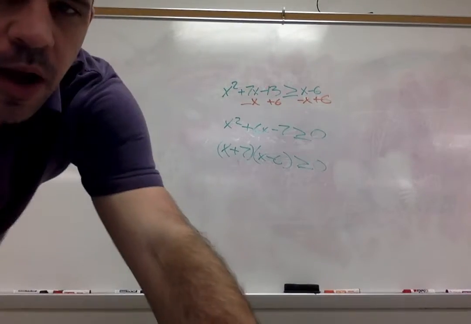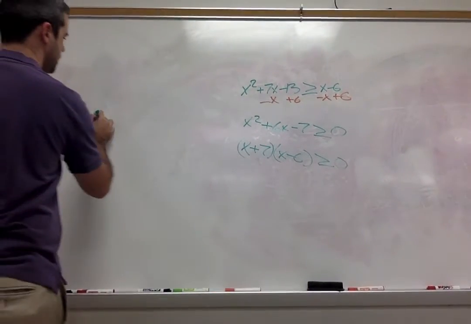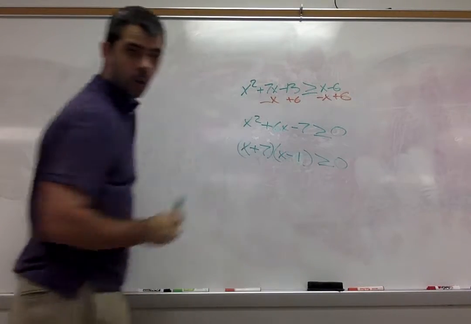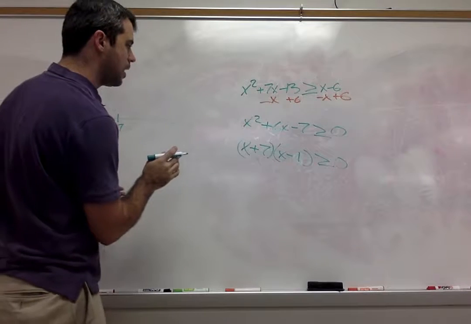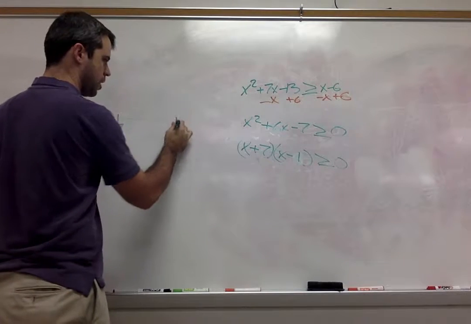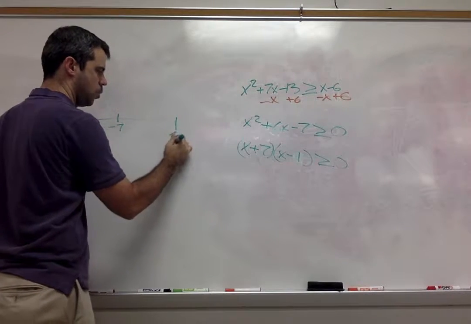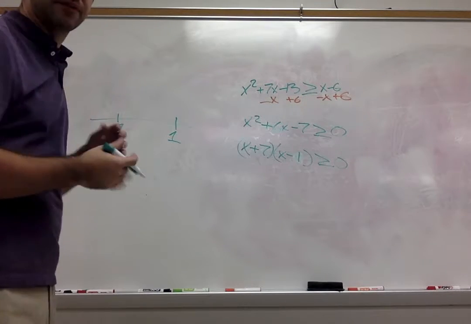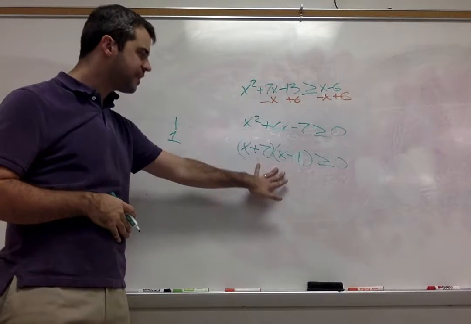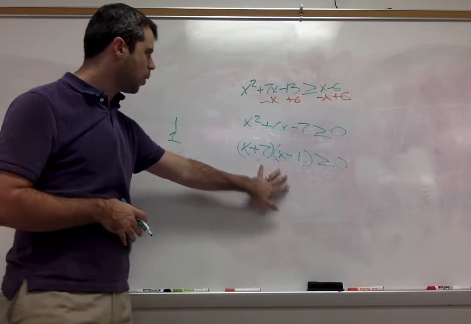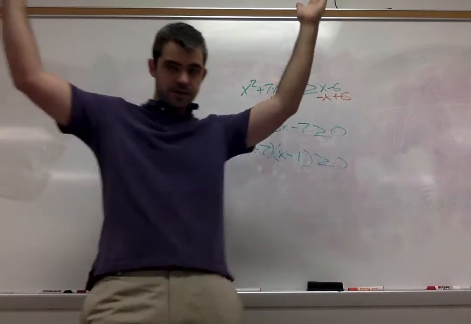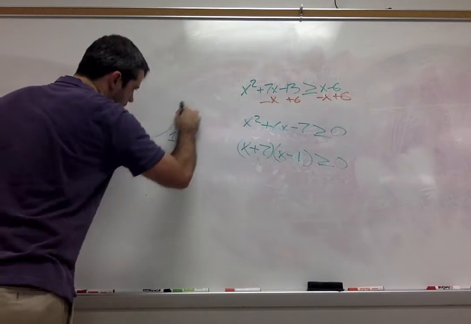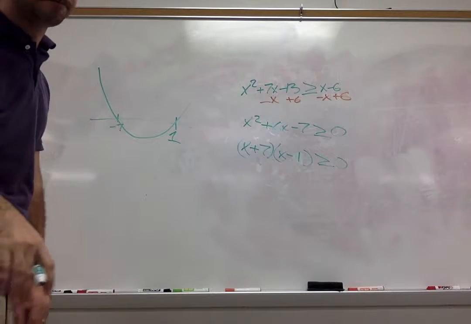So that means our roots here should be, oh, sorry, not 6. 1, sorry. So our roots should be negative 7 and 1. Now, I've got a few options here. Again, I could graph this, or if you know how the behavior works, you know it's this. So it should go from up to down to back up.